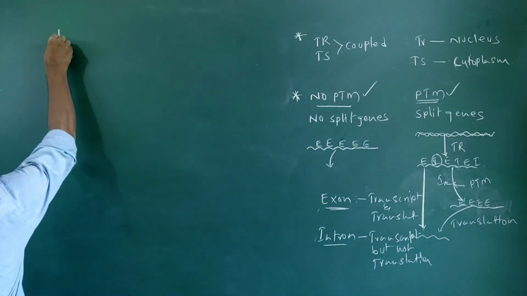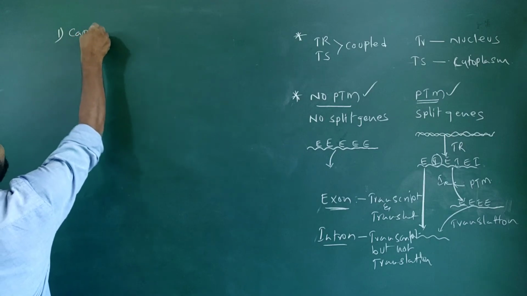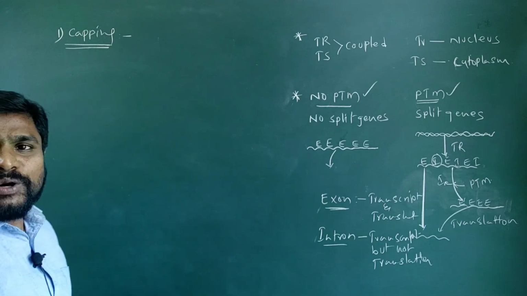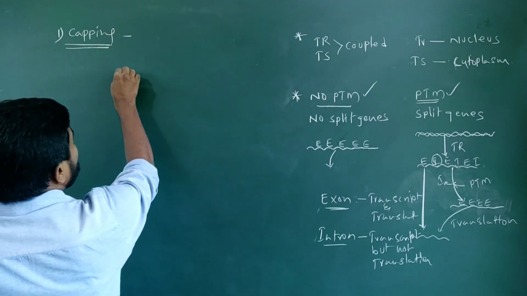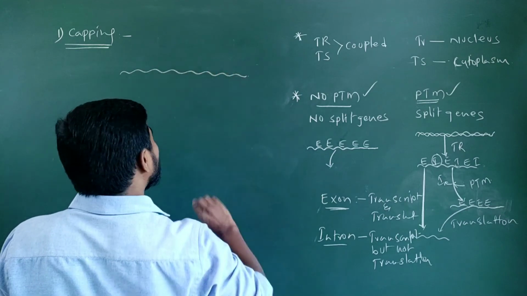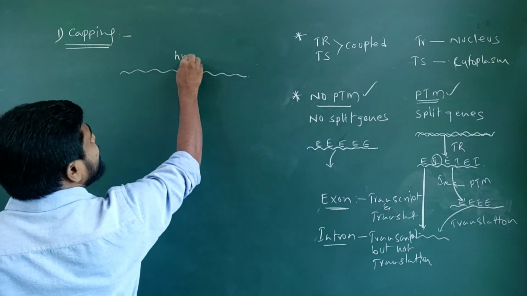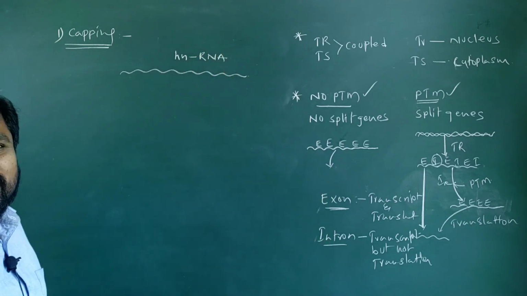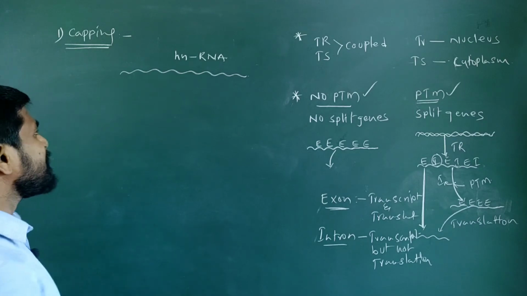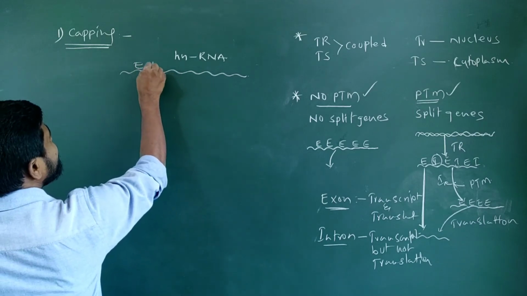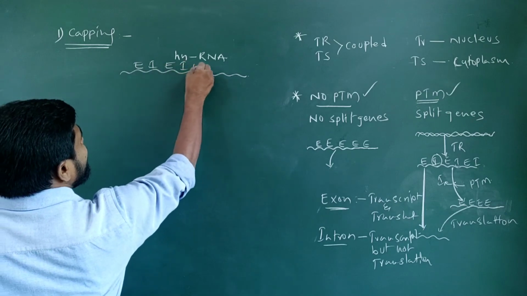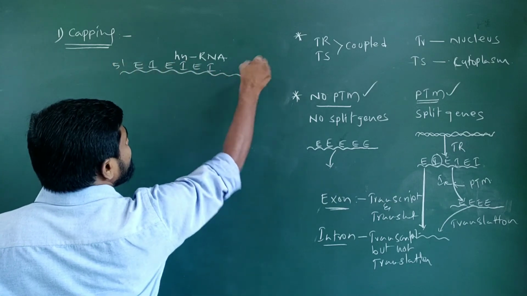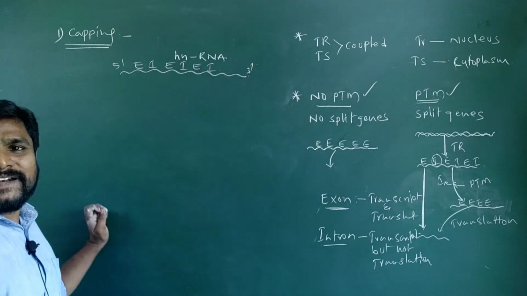The first one is capping. What happens during the capping step of post-transcriptional modifications? Say this is the primary RNA transcript formed immediately after transcription in eukaryotes. This is otherwise called hnRNA or heterogeneous nuclear RNA, because it consists of coding regions, exons, and non-coding regions, introns, like this. This is the 5' end and this is the 3' end of this primary RNA transcript.